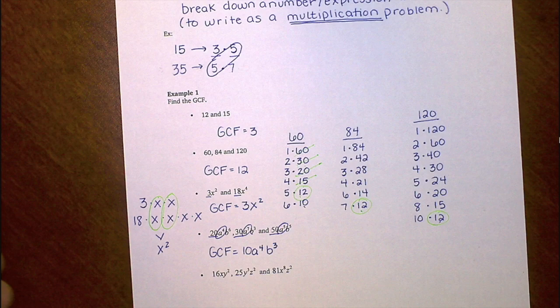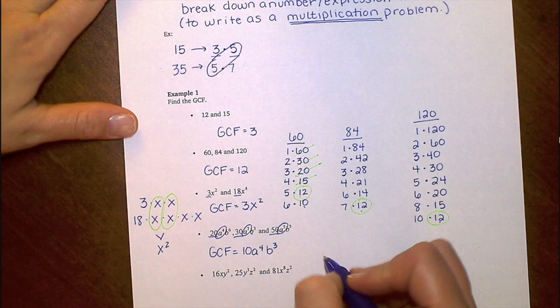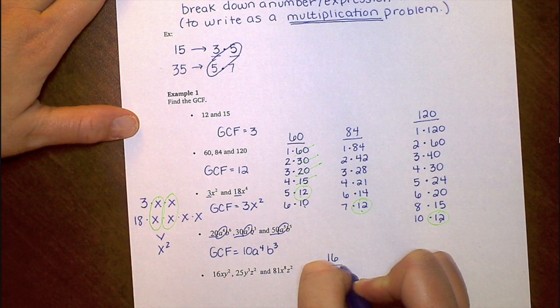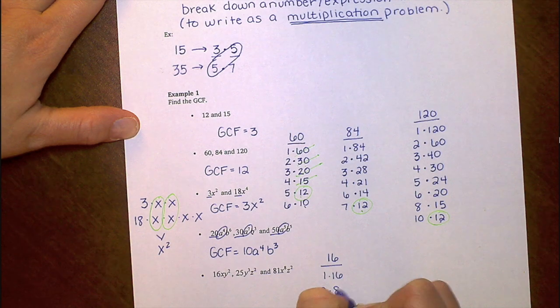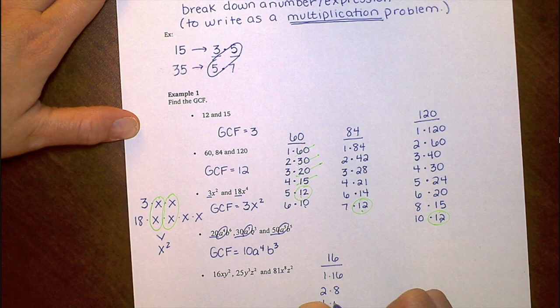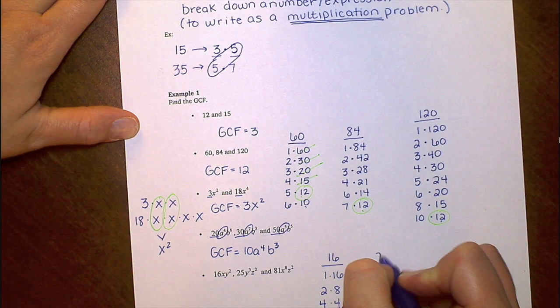Okay, so looking at this last one here. 16, 25, and 81. Is anything popping into your head that they would all have in common as factors? I can't think of anything. Real quick here, just to check. 16 is 1 times 16, 2 times 8, and 4 times 4. And then since 4 is already on the list, I know I'm done. That's all the ways I can make 16.